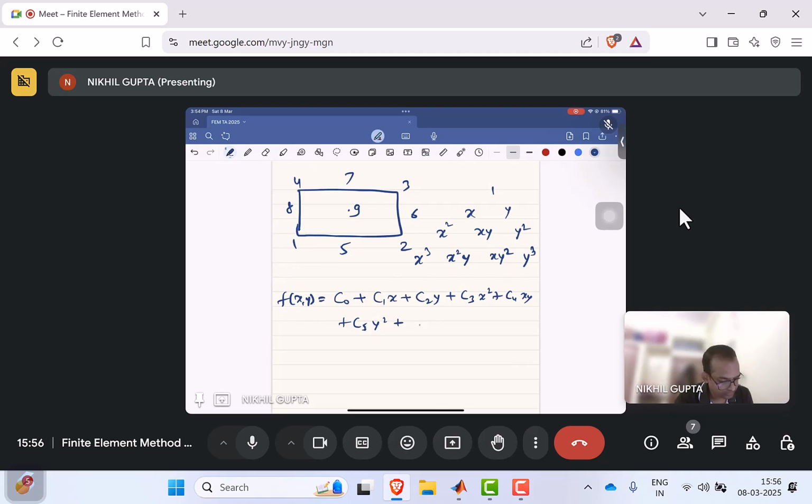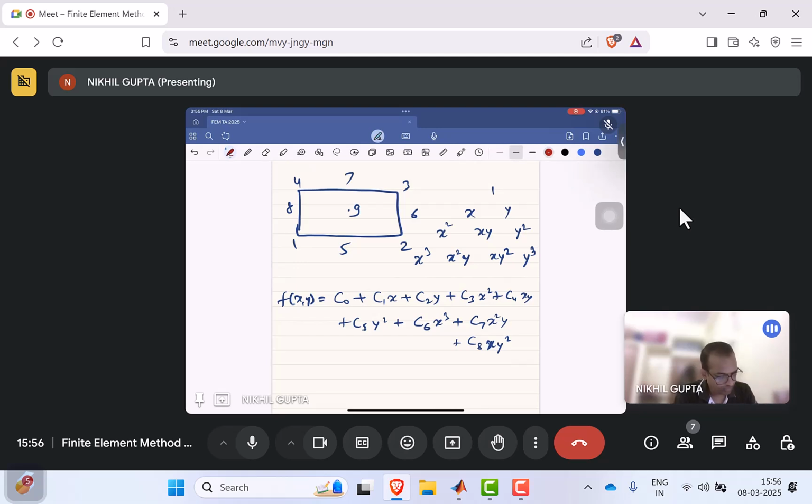Now that is for the next part. It's c6 x cube plus, now there is an XY term. So how do I proceed now? This is the problem. So C7 x square y plus, if I take up to C8, then xy square, till it's completed till xy square.